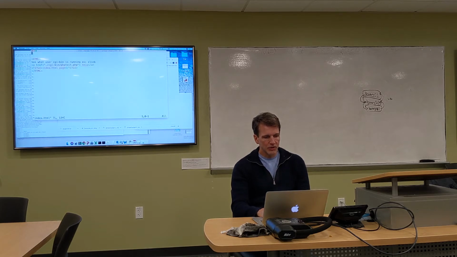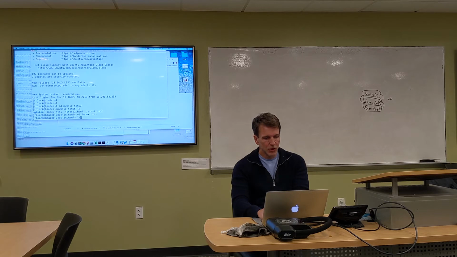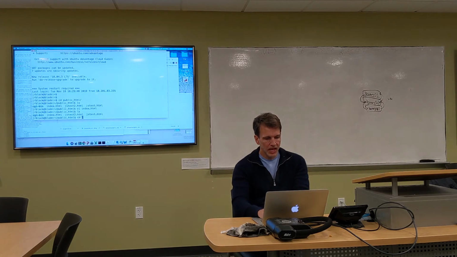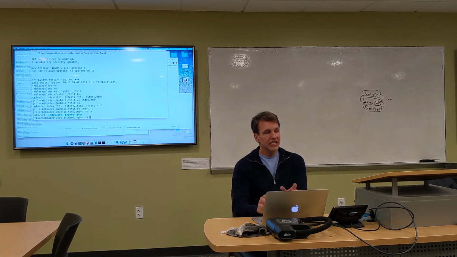See what user CGI bin is running as, click this, and this goes to some script in CGI bin called phptest.php. Okay, let's go take a look at that. So I must have a directory called CGI bin here. And this does not have to be visible to the world. This can be visible just to the web server. And in fact, on Blade challenges, usually, I think almost always, the PHP is invisible to you. It's only visible to level 3, level 4, the user itself.